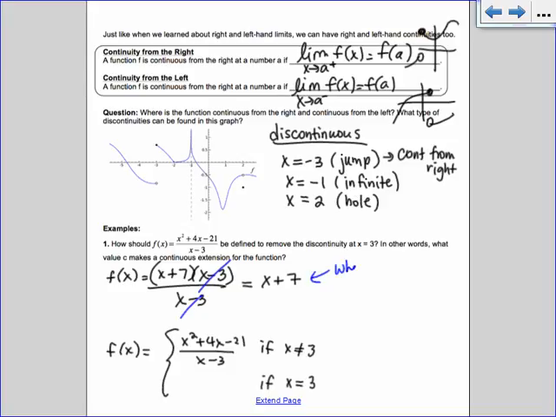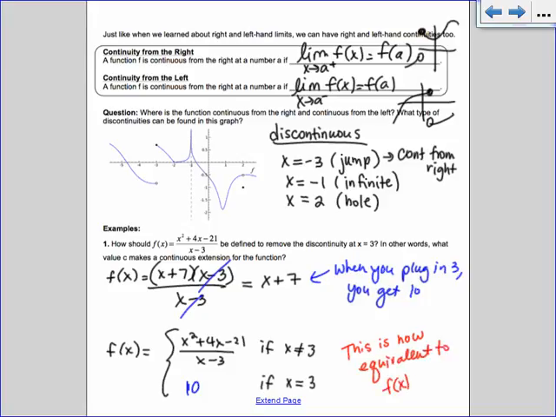So when you plug in 3, you get 10, right? So that means that we want 10 for what we call the continuous extension. What this does is it actually makes our function into the simplified version. It makes it the same as just x plus 7. So this is now equivalent to f of x equals x plus 7. It became the same function, because we removed that thing. We made it not a hole anymore.